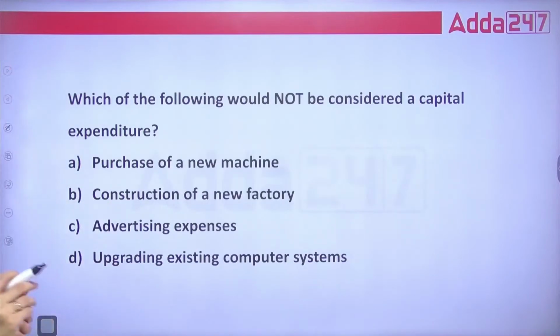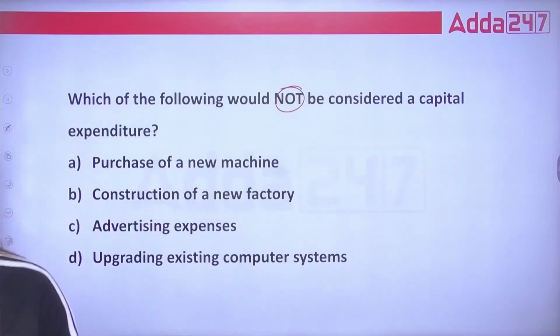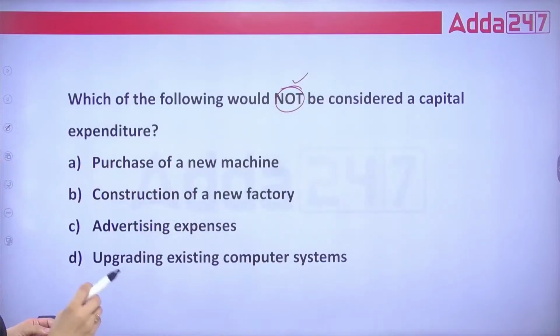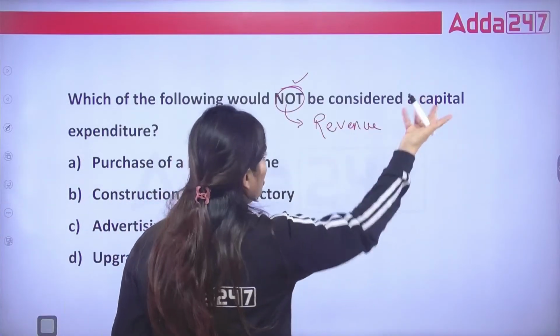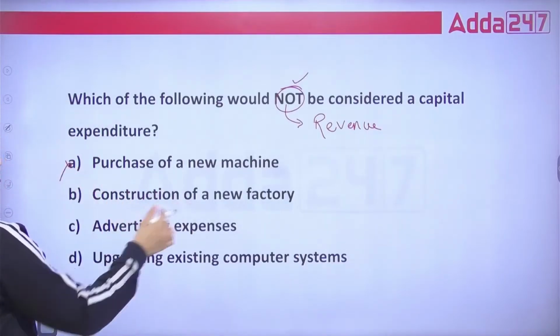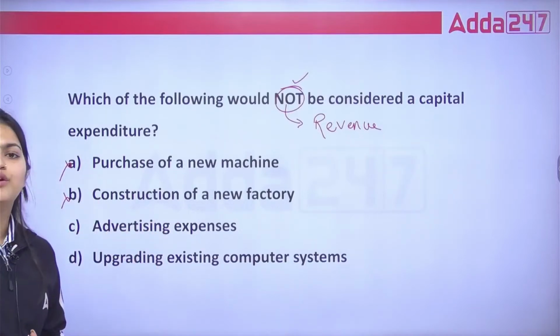Next, which of the following would not be considered as a capital expenditure? Tell me. Purchase of a new machinery, construction of a new factory, advertising expenses, upgrading existing computer system. So here you need to tell me which of the following would not be considered as a capital expenditure. Means here we need to identify your revenue expenditure. Yes, if it's not capital, it's going to be revenue. Purchase of a new machinery, capital. Construction of a new factory, capital. Now tell me, advertising or upgrading existing software.